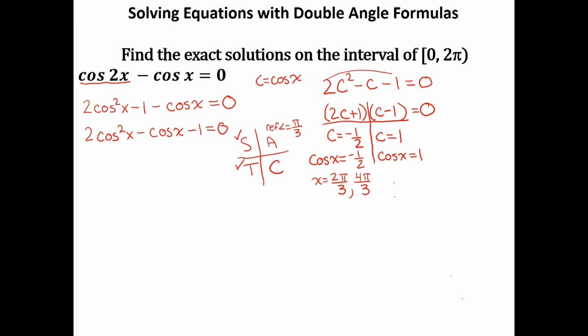Now, the cosine of x being equal to 1 actually only happens one time, and that's when x is 0. Okay? So in this case, we only end up with 3 separate answers.